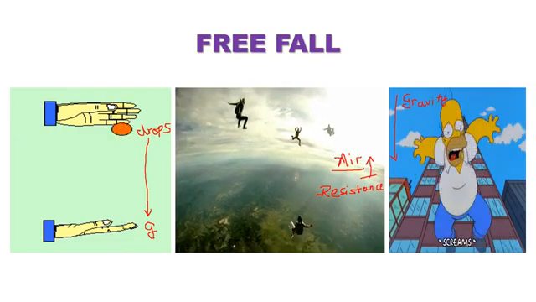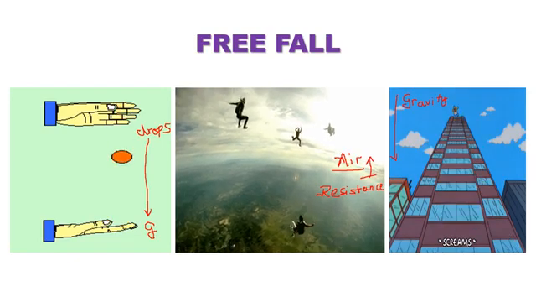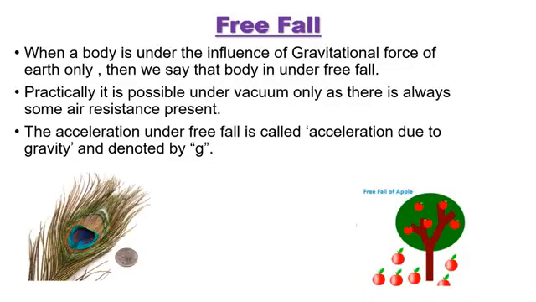When an object falls towards the earth under the influence of the earth's gravitational force alone, then these are called free falling objects, and such motion is called free fall. Now let's see the definition. When an object is under the influence of the gravitational force of earth only, then we say that the body is under free fall. Is it practically possible?